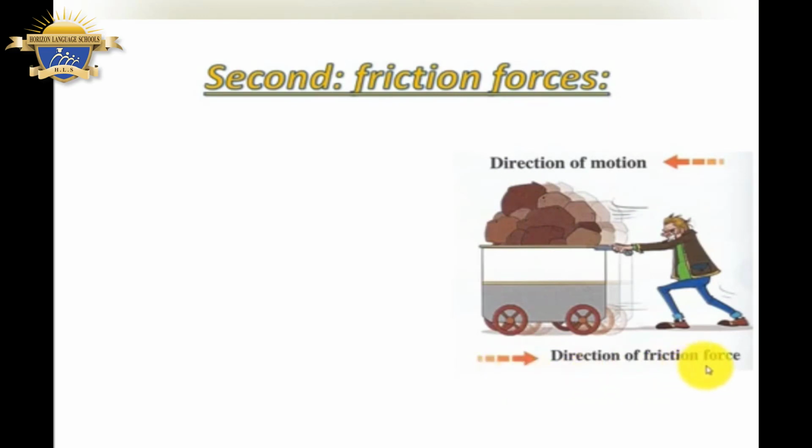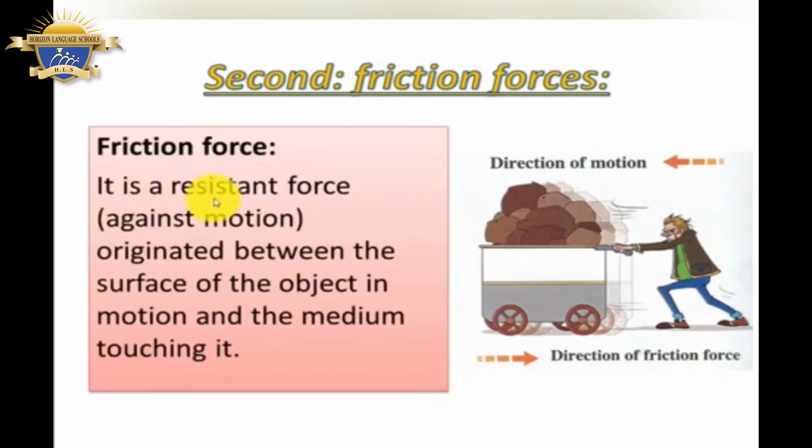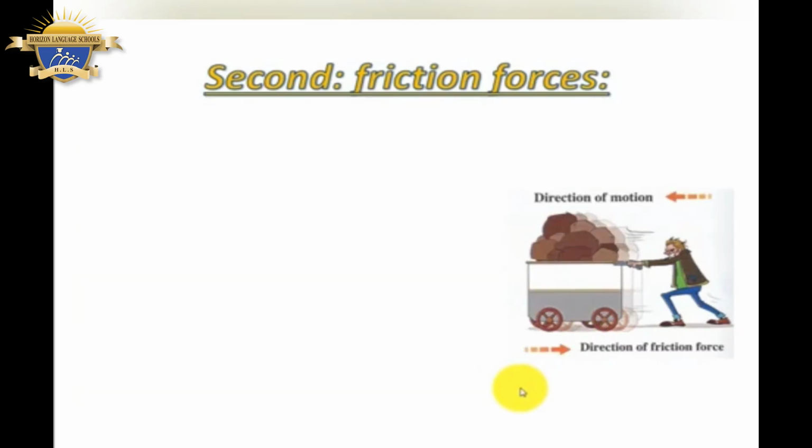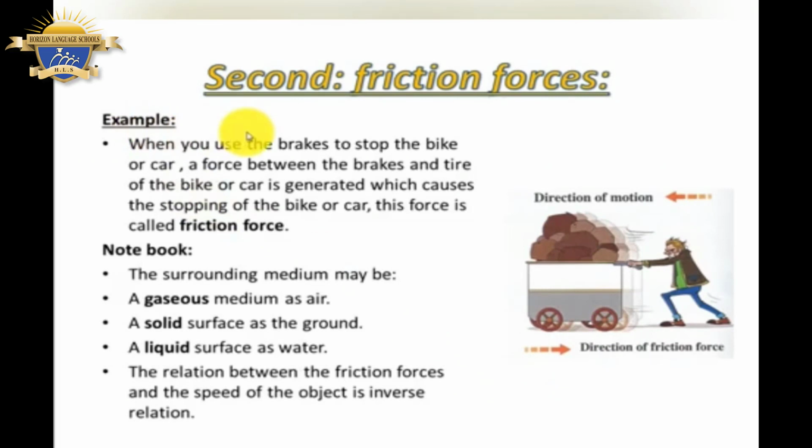When an object is in motion, friction occurs between the object and the surrounding medium, which generates a force known as friction force. So friction force is a resistant force against motion, originating between the surface of an object in motion and the medium touching it. For example, the wheels with the ground. There is friction force against the motion.